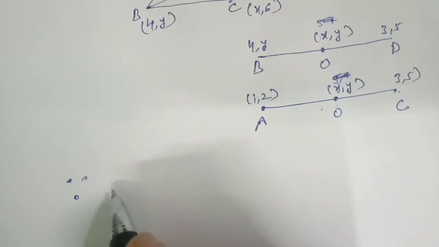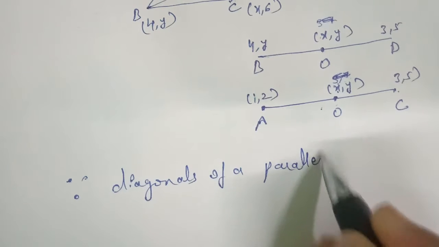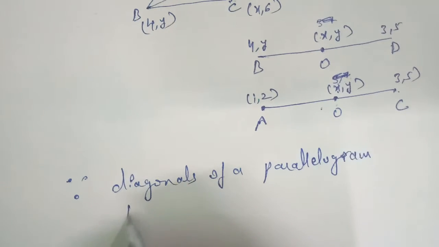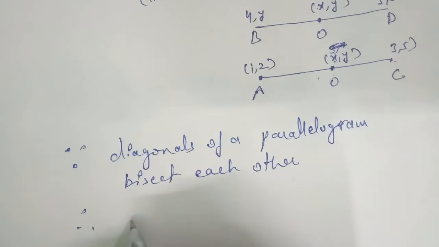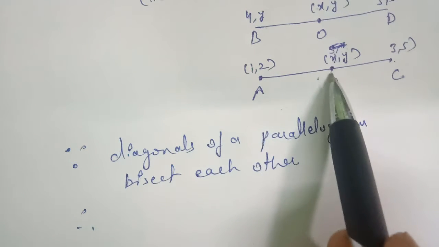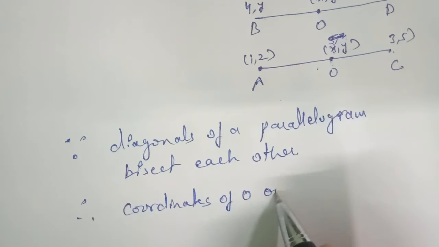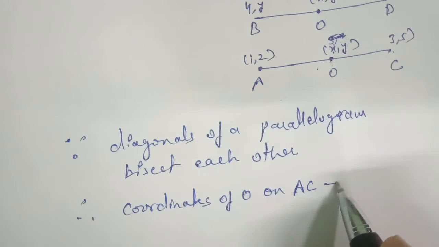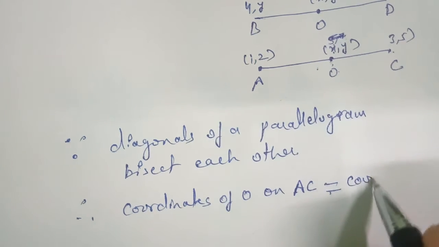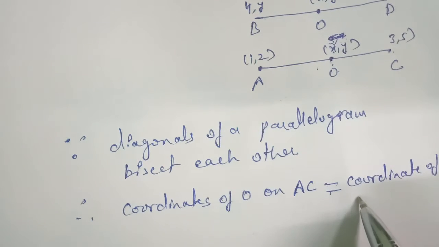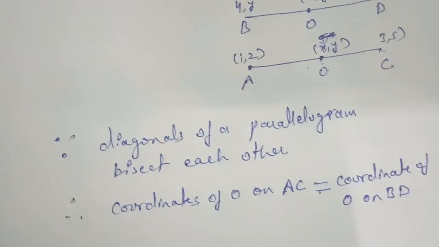Since the diagonals of a parallelogram bisect each other, we will talk about the coordinates of O. Coordinates of O on AC will be equal to the coordinates of O on BD, because both have the same value.